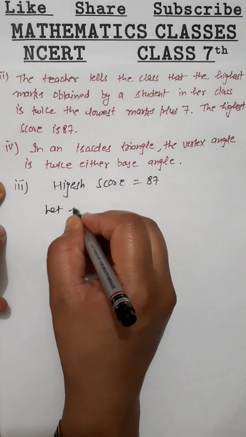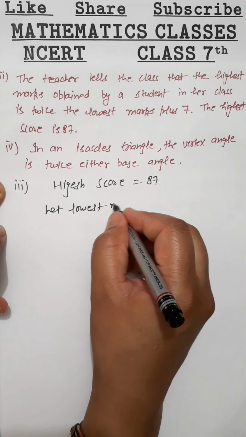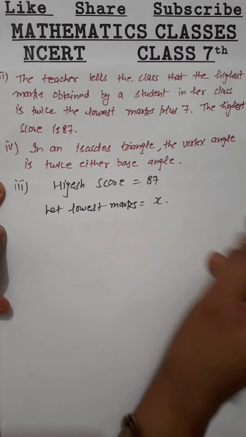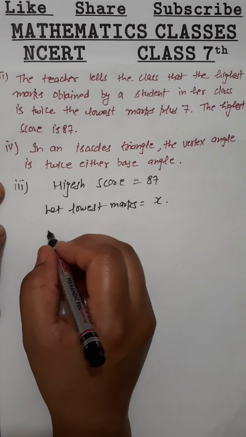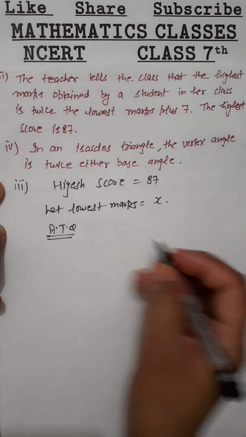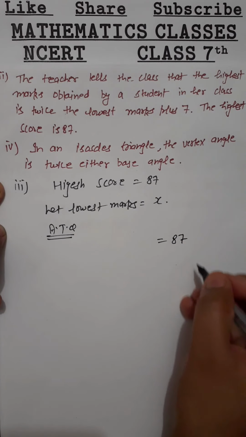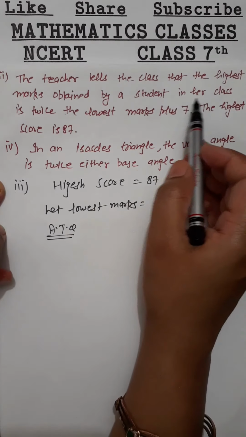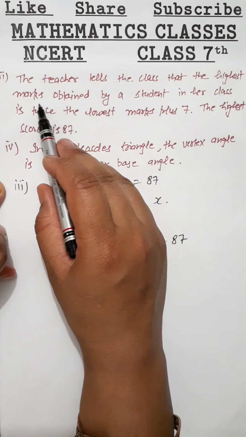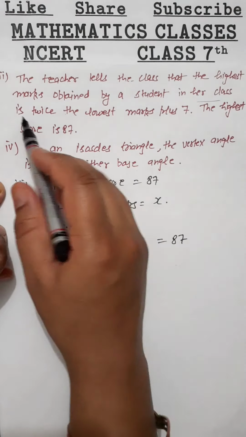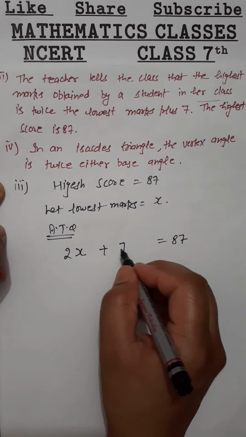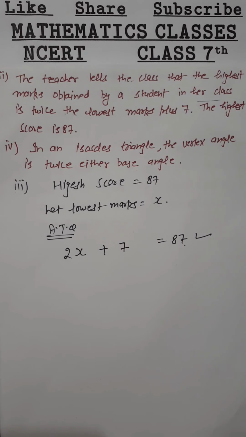Let me take the lowest marks. We don't know its value, that's why we'll take it as x marks. Lowest marks x. Now balance it according to the question. Right hand side 87. The marks obtained by a student in her class is twice the lowest marks, 2x plus 7, that equals 87. The statement is on your screen.